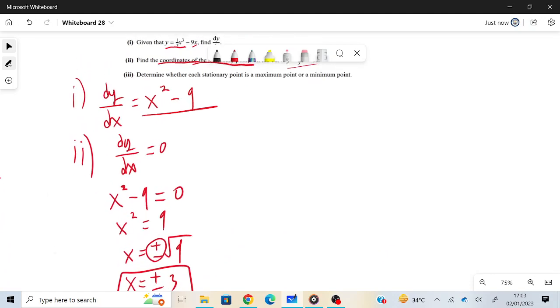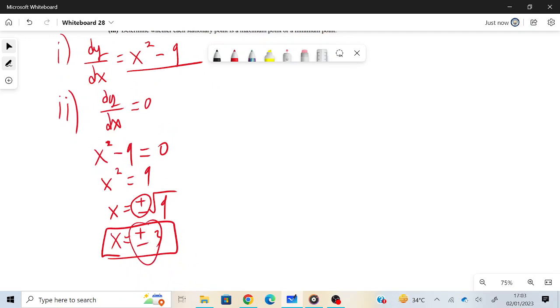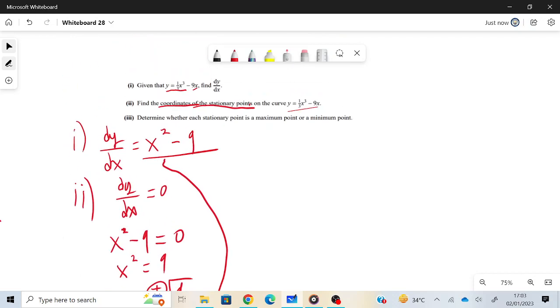And in order to get the y coordinates of those two, of positive 3 and minus 3 as the x, we substitute the value back into our original equation, which is not x squared minus 9, but it's this 1 over 3 x cubed minus 9x. That's our original equation, and that's where we substitute it back. So let's say when x is equal to 3, and then we have when x is equal to minus 3.